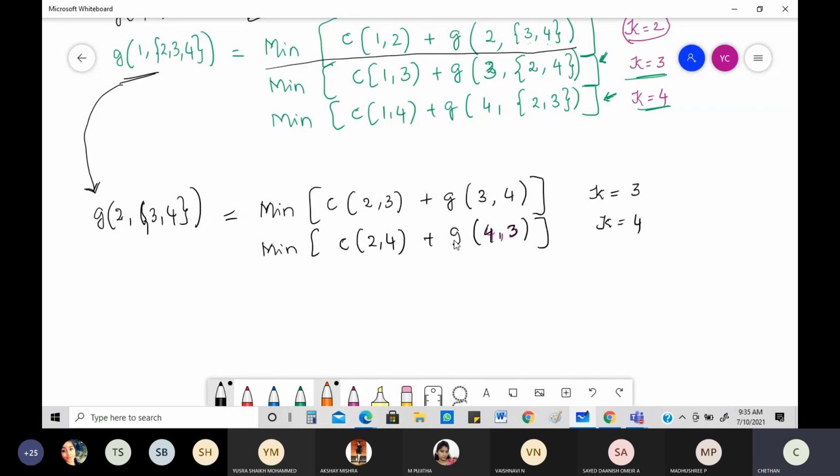Now what is the next thing? See, again G is coming. Wherever you have G, you have to keep on doing it. Again G is coming here. So I'll figure out that value now. What is going to happen? G of 3, comma 4. What is 3, comma 4? Okay, I need to figure out that. So I again put this same old formula right here.